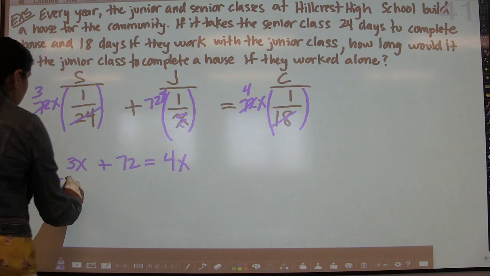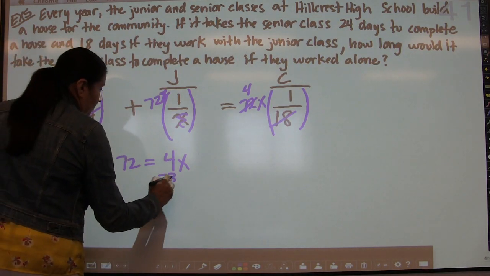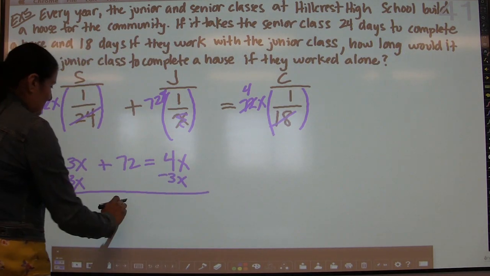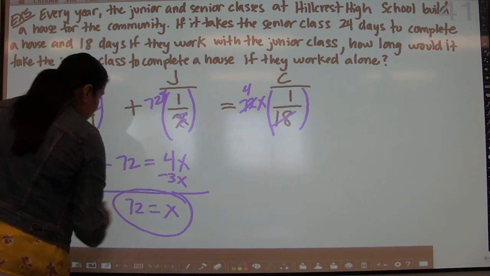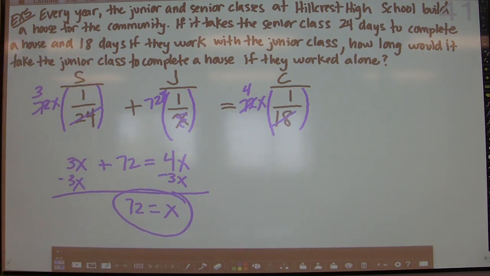So now we're just going to bring this 3x to the other side. And it says 72 equals 4 minus 3 is x. So basically, x equals 72. So 72 days for the juniors to complete a house by themselves.